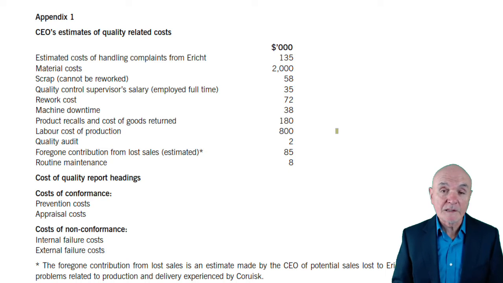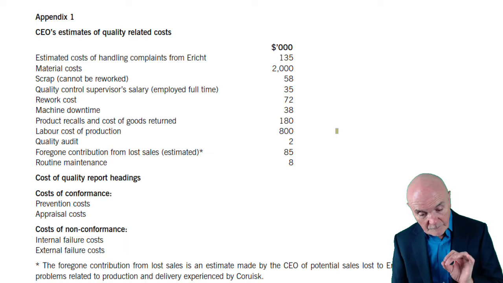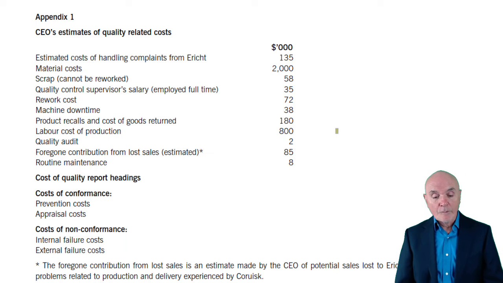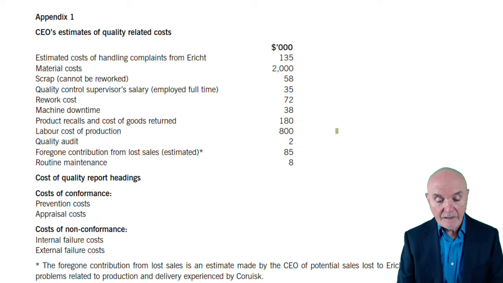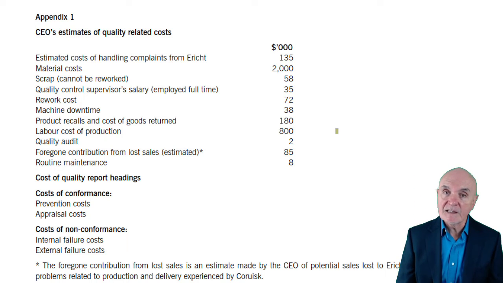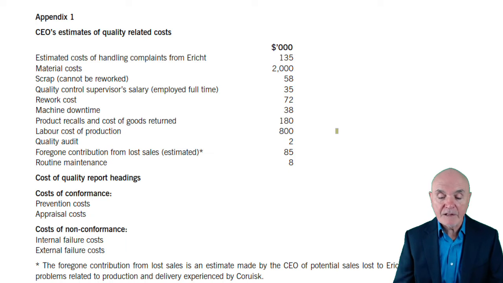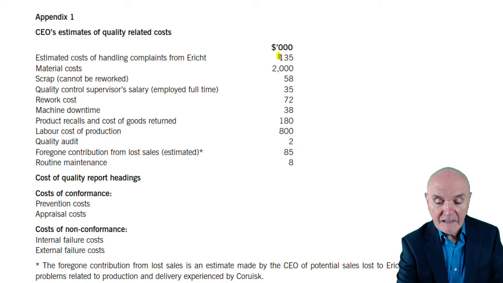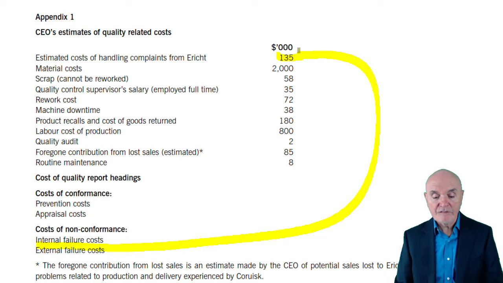I suspect a cost of quality report is not necessarily standardized, but they've given you the quality report headings here: cost of conformance, prevention and appraisal, and then cost of non-conformance, internal and external failure costs. Now, some of these costs will be easy to allocate. So the first one, for example, estimated costs of handling complaints from Ericht. That one there is almost certainly, it must be, mustn't it? It must be external failure costs.